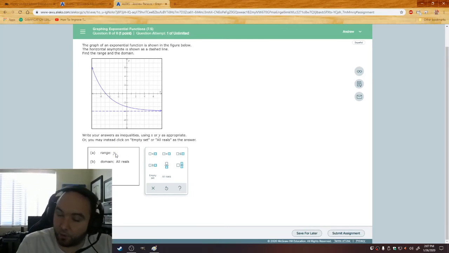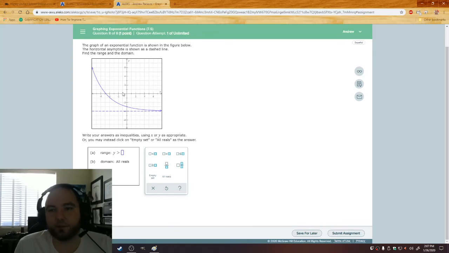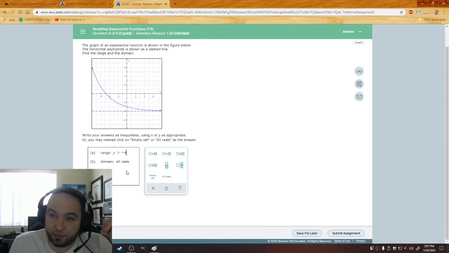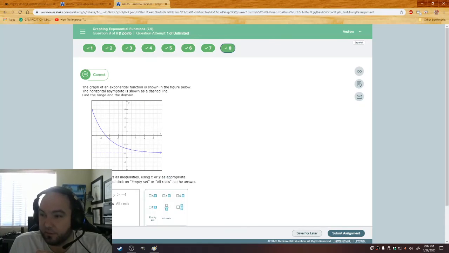All right, here's my range. It's y. You always have to have y, and then again, greater than or less than. This time greater than, because it's always above a certain place, and this certain place is -4. That's it. All you need is to put domain is all real numbers, and the range is greater than something or less than something. Depends on how the graph is, if the graph is going up or down, or where it's crossing. That's all there is to it.